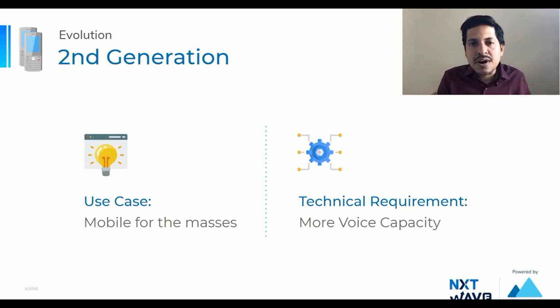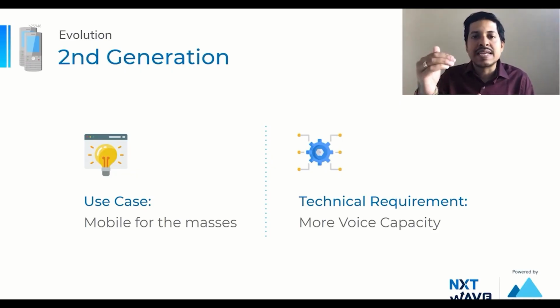But once we had solved the problem, of course, the natural question that people ask next is, can we enable mobile for the masses? And that was the use case. That was the use case for second generation, mobile for the masses. And the key technical requirement that needed to be met to be able to support this use case was more voice capacity.